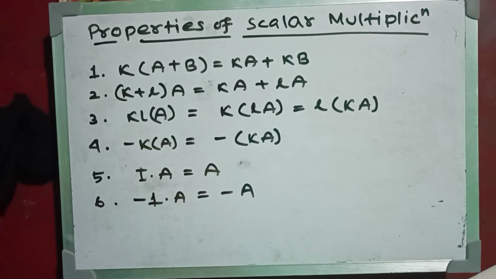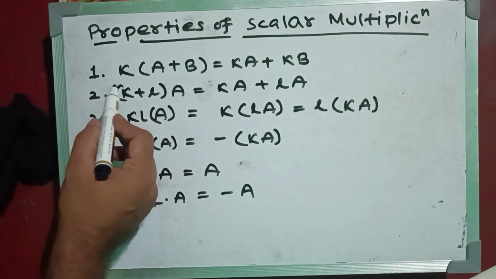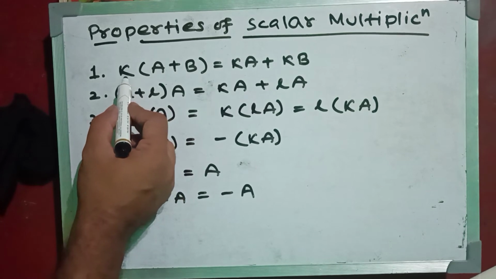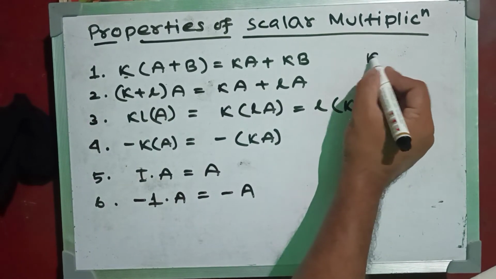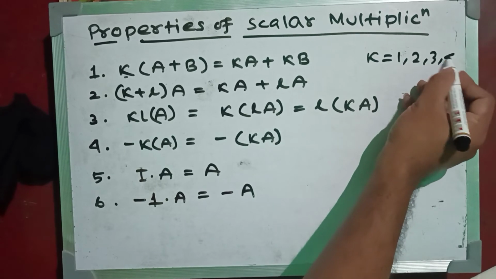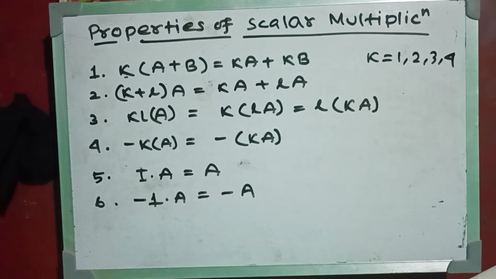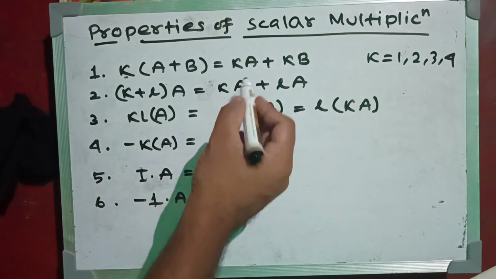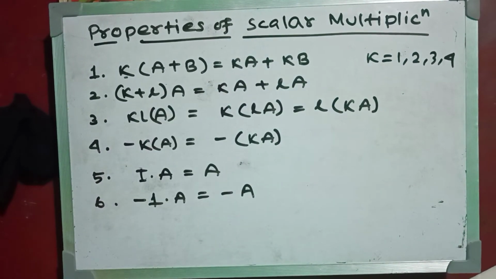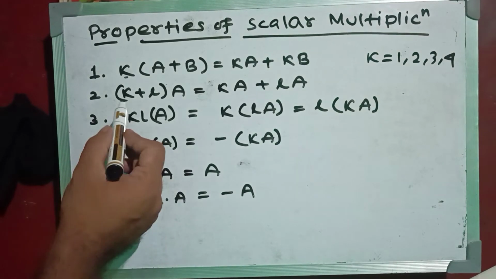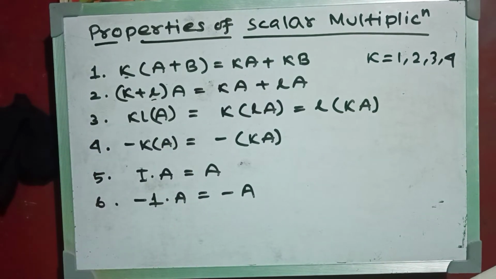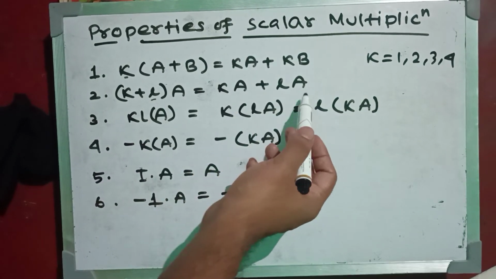So now I will see the properties of scalar multiplication. In scalar multiplication, the first rule is K into A plus B. Here K is a scalar term. K may be 1, 2, 3, 4, anything. It may be a positive integer or any number. So K into A plus B, we can write as KA plus KB. Here A and B are matrices of the same order. Now K plus L is also a constant. So K plus L into A, we can write as KA plus LA.